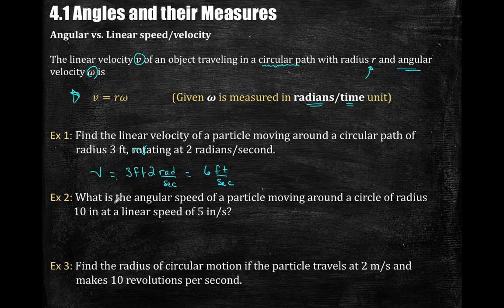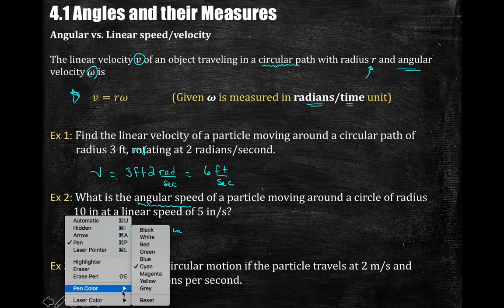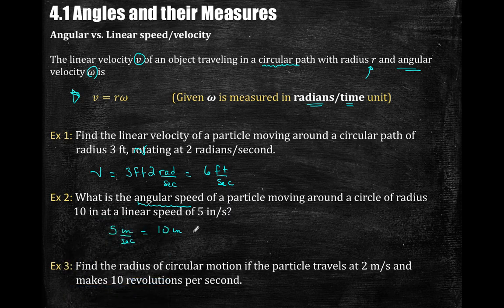This one, what are they doing here? They're asking for you the angular speed. Who's the angular speed? Good, that's omega. So this time they give me my linear speed, 5 inches per second, is equal to radius of 10 inches times omega. And I'm trying to find omega.